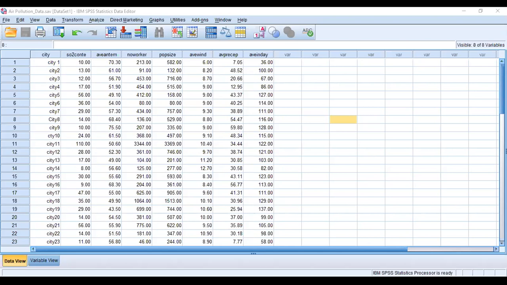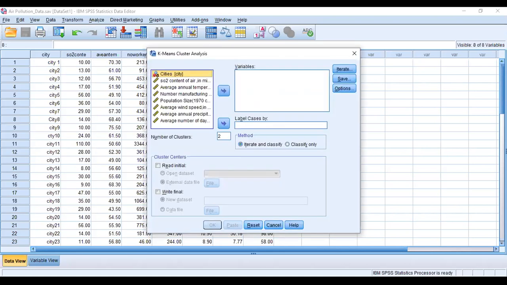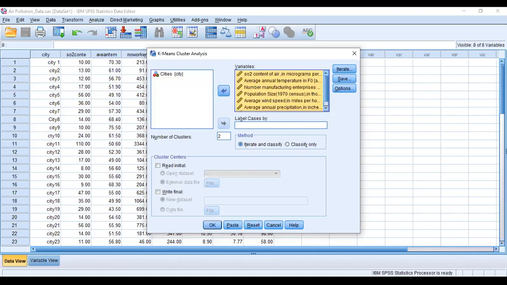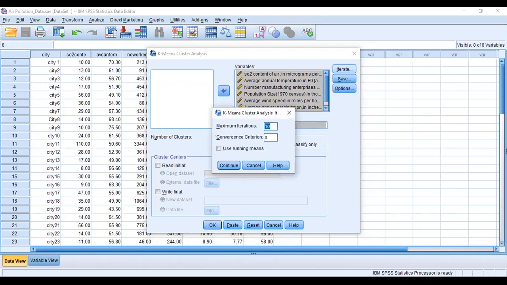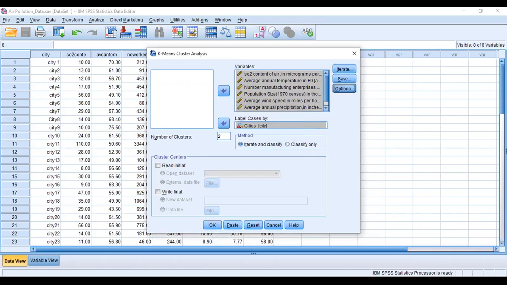This is hierarchical clustering. Now I can do the k-means cluster. Here you can say iterate and classify only. I just take all the variables into this, and this is the city variable here. Then I say iterate. I have taken a maximum of 10 iterations. You can increase it if you want, but it is not necessary.